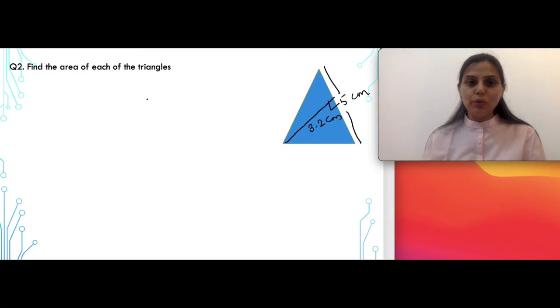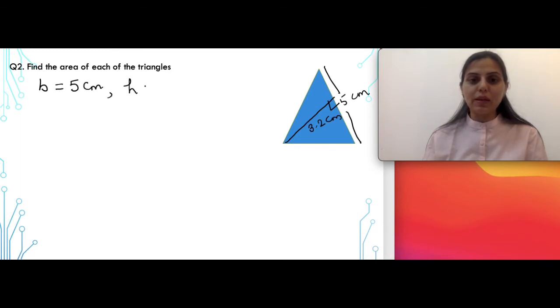Question number 2, we need to find the area of the triangles. Now there are different parts again given for this question. I am going to solve one of the parts here. Here as you can see a triangle, again let's write what is the value of the base. Base is given as 5 centimeters and the height is given as 3.2 centimeters. So since both the units are same, both of them are in centimeters, there is no need to convert any unit. Let us first write the area of triangle.